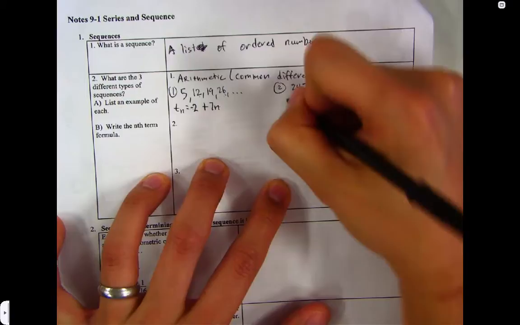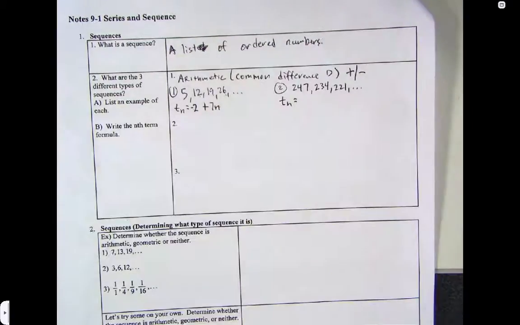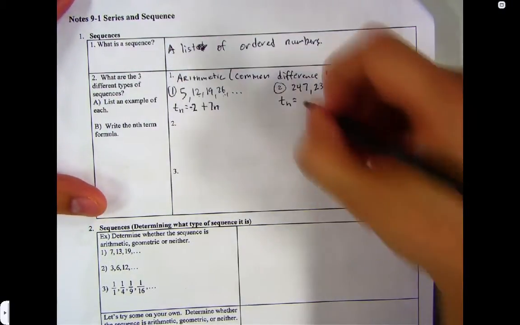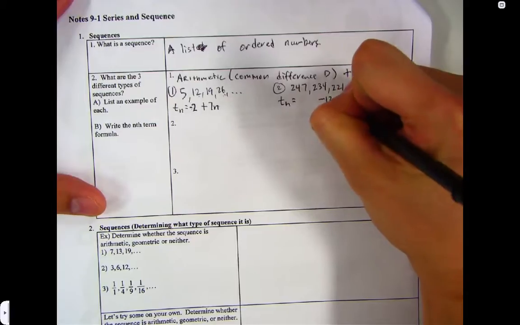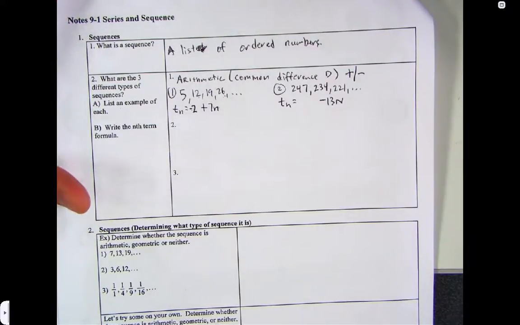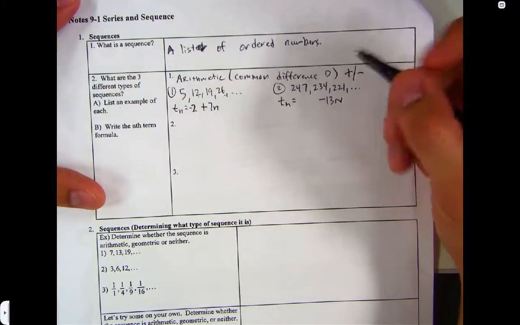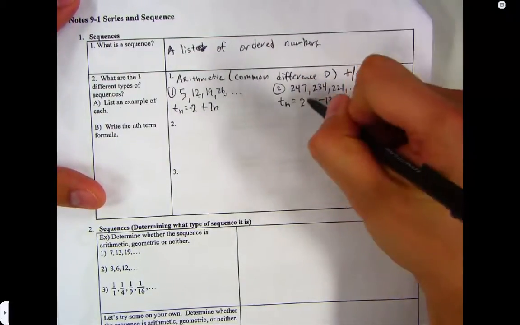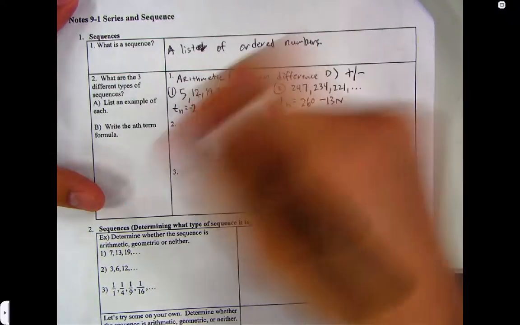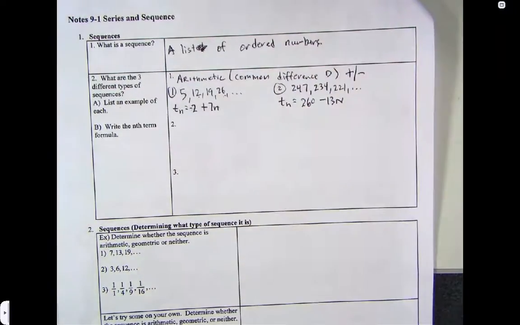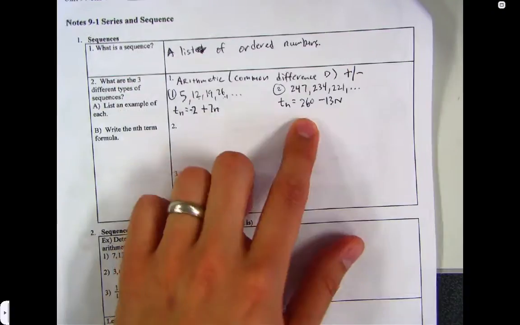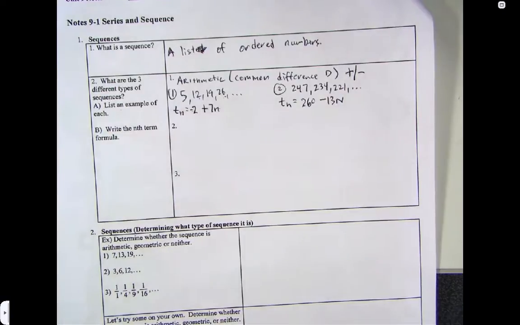Alright, so let's practice one more. Tn right here, the one that we wrote. What was the common difference here? 13. Add or subtract? Subtract. So we're going to write minus 13n because we subtracted. So that means the sequence is getting smaller. Now we don't want the first term, we want the term before. Okay, so 260, because I added 13 to get to the term before. Okay. So far we're good? 260 because 247 plus 13 is 260.